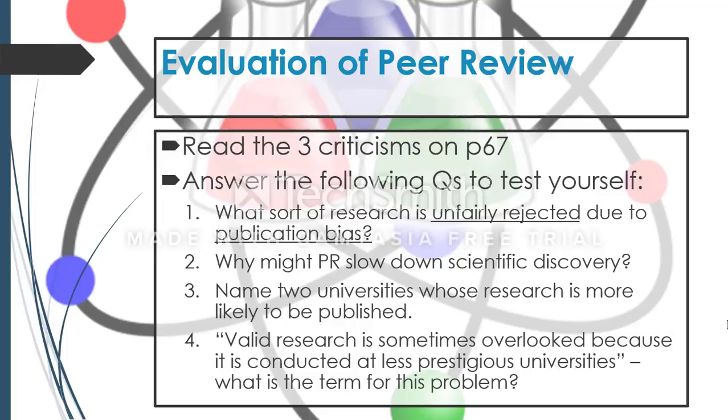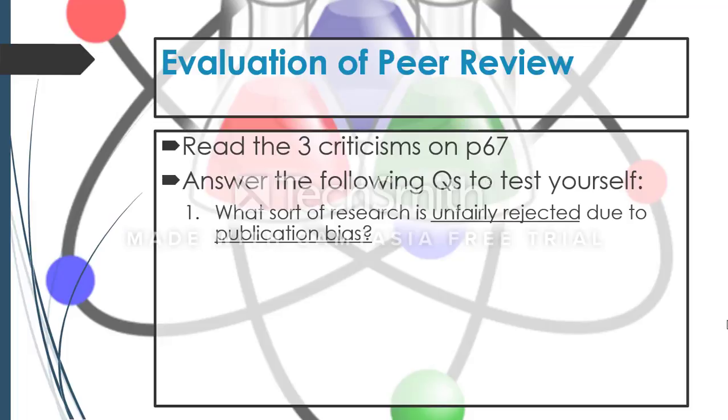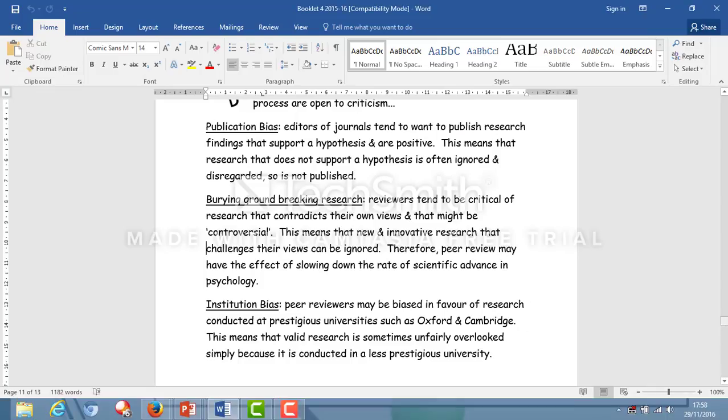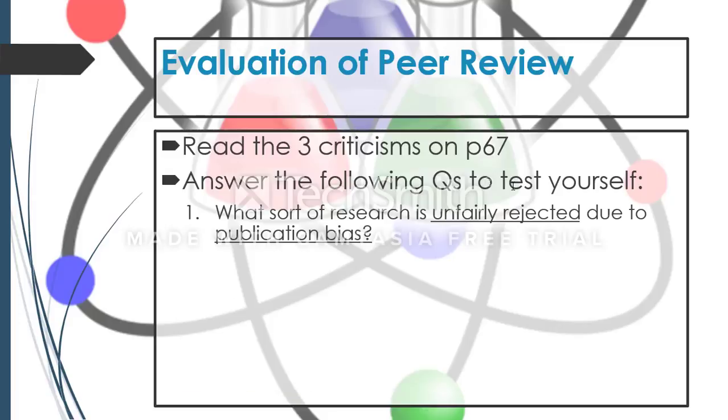Okay, so at this stage you should have had a chance to pause and answer those questions. So we'll just go through the answers. Question 1, what sort of research is unfairly rejected due to publication bias? So it says here that research that does not support a hypothesis is often ignored and disregarded. So it's research that has found negative results, that has not supported their hypothesis. That's often disregarded and not published.